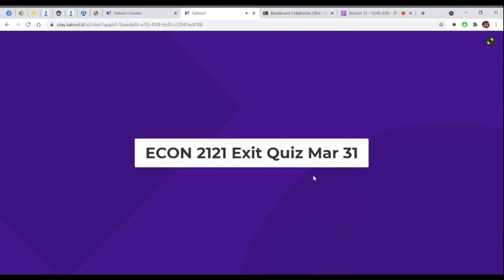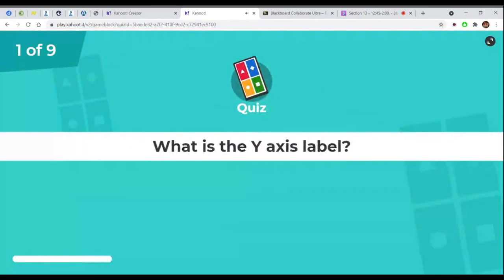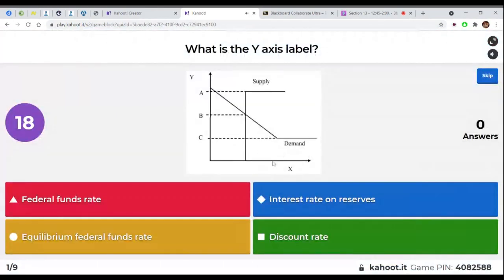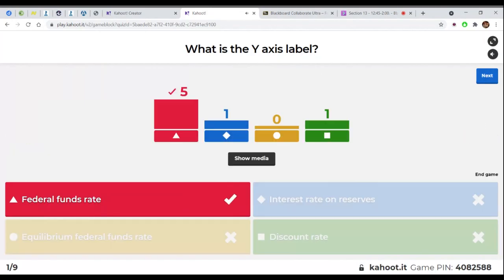Excellent. 3, 2, 1. First question of 9. What is the y-axis label in this picture? What is y? Federal funds rates, interest rate on reserves, equilibrium federal funds rates, or the discount rates? It is the federal funds rates. Very good.